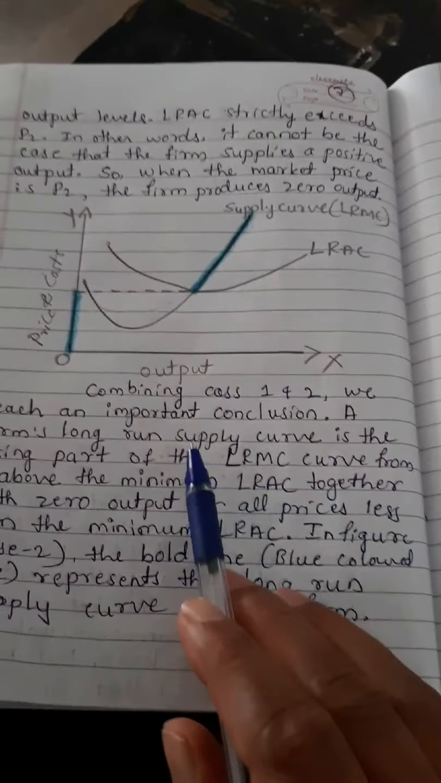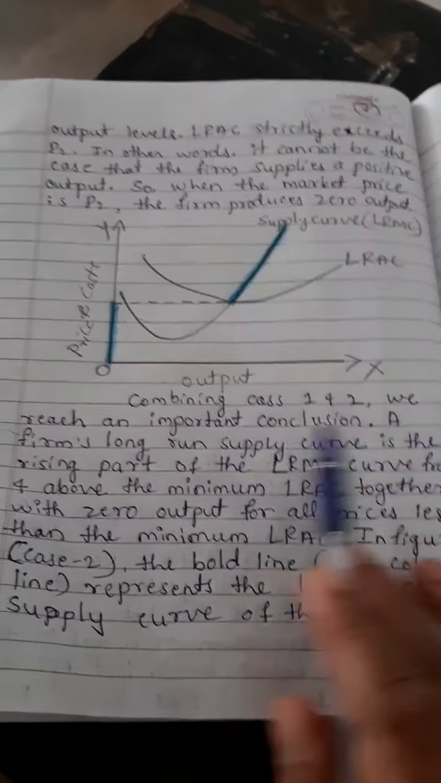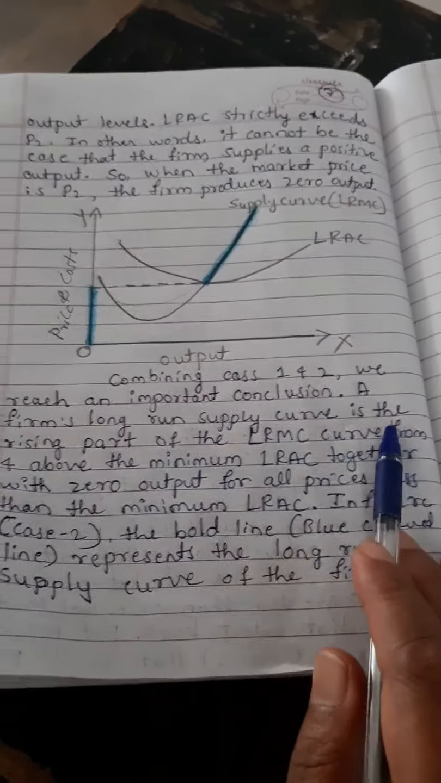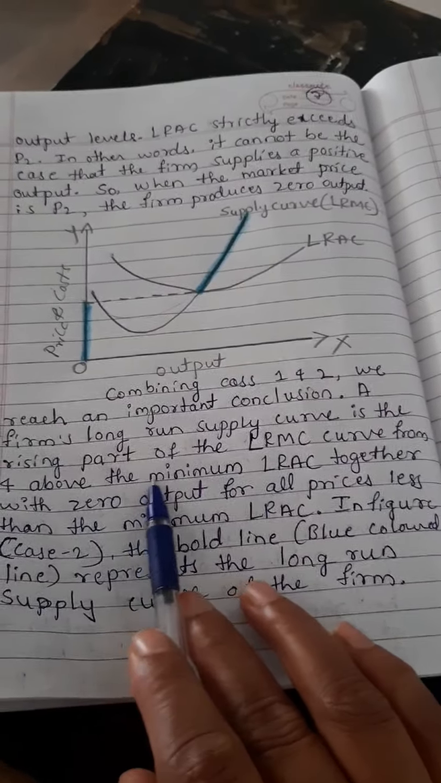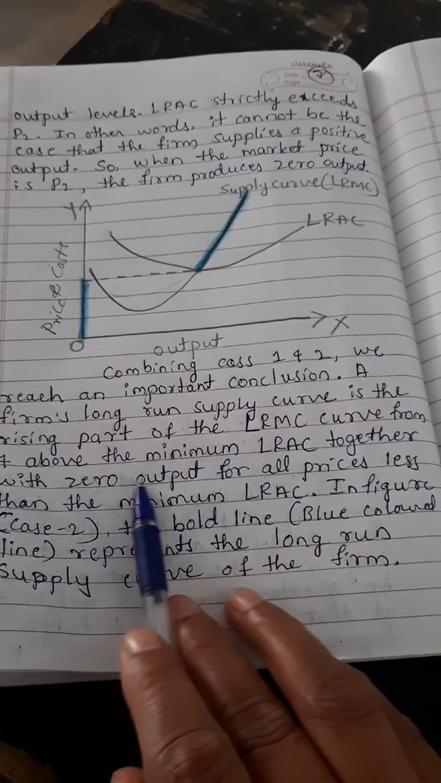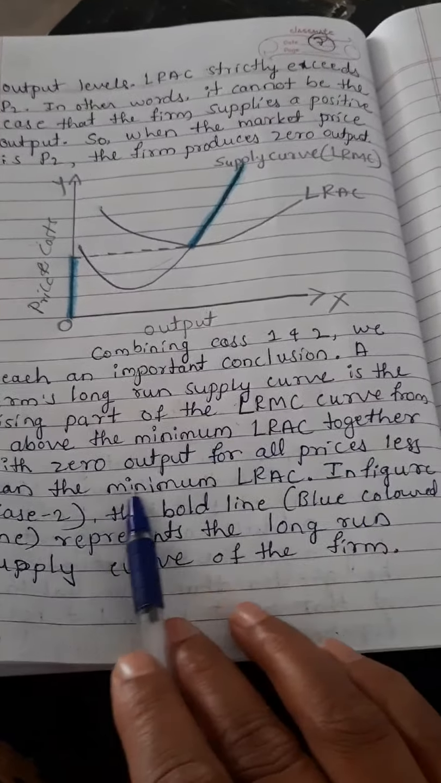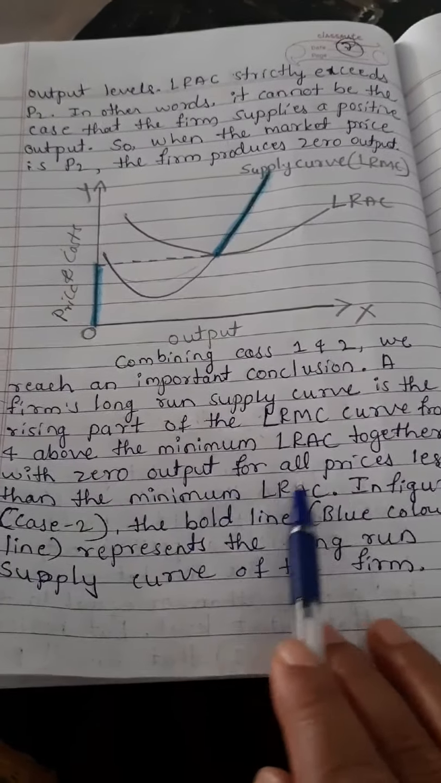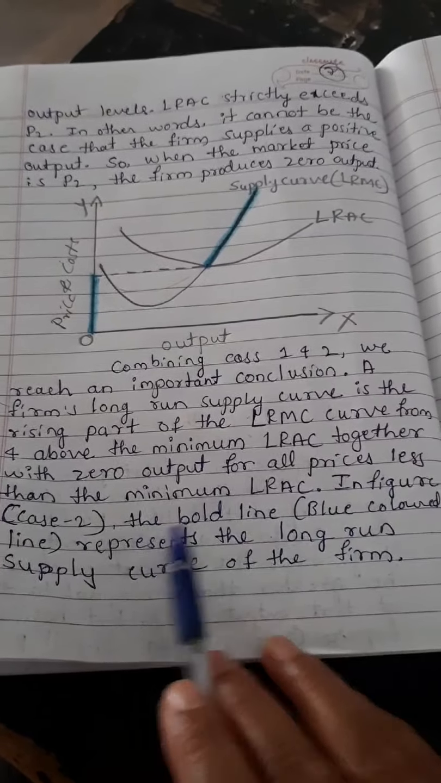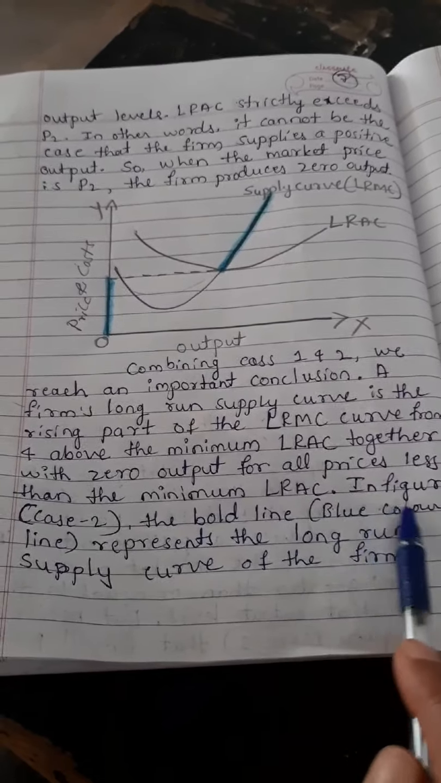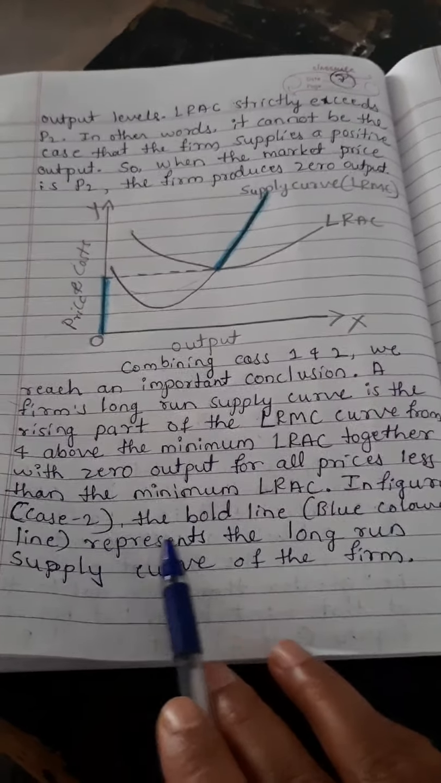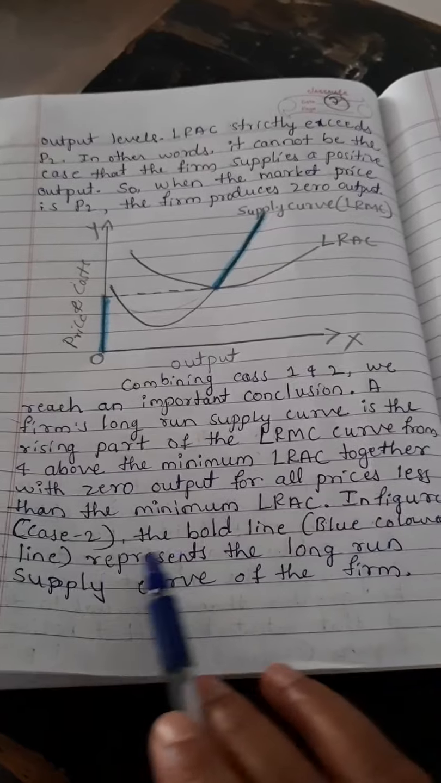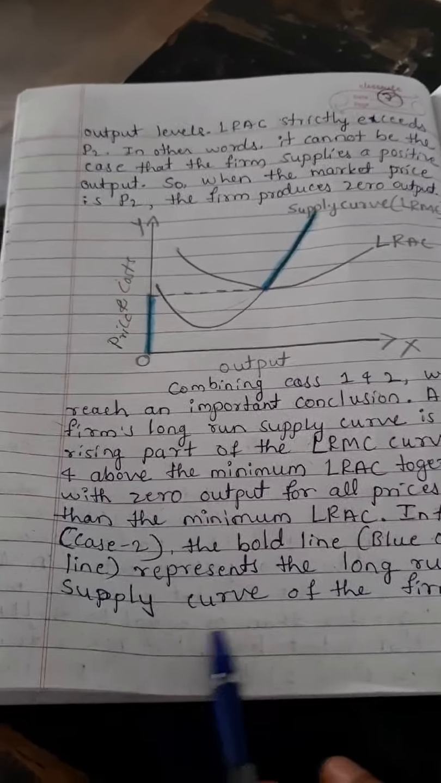And combining the cases 1 and 2, we reach an important conclusion. A firm's long run supply curve is the rising part of the LRMC curve from and above the minimum LRAC, together with a 0 output for all prices less than the minimum LRAC. In this figure case number 2, the bold blue colored line represents the long run supply curve of the firm.